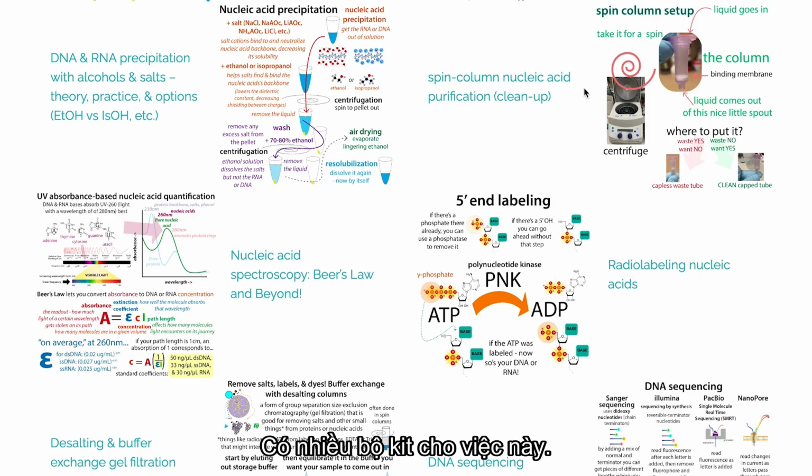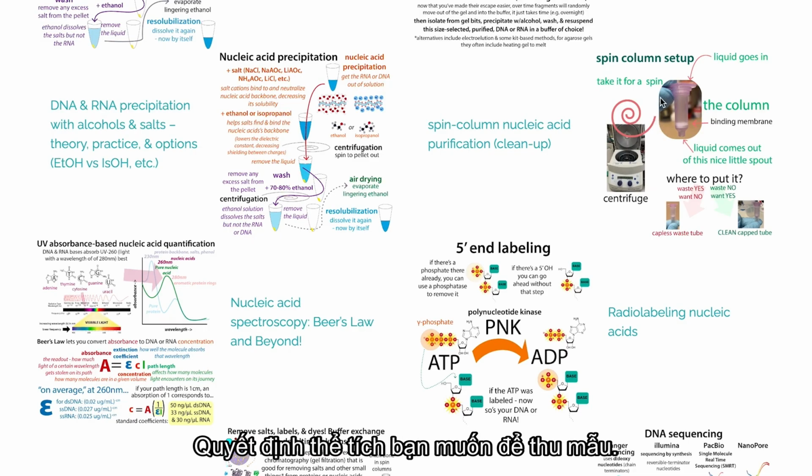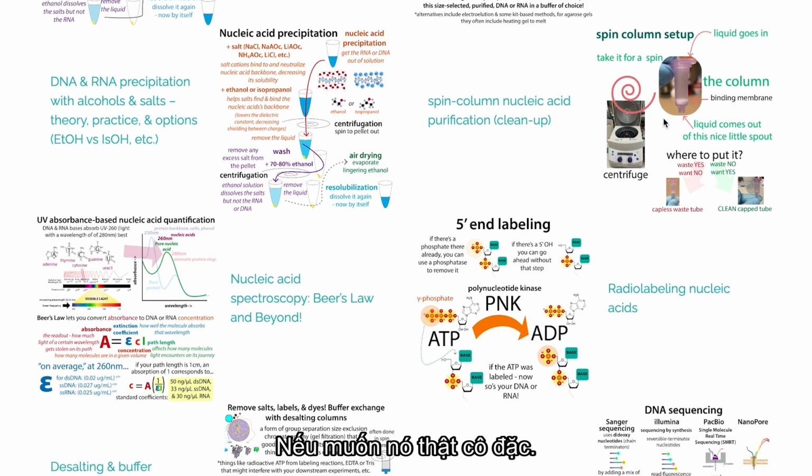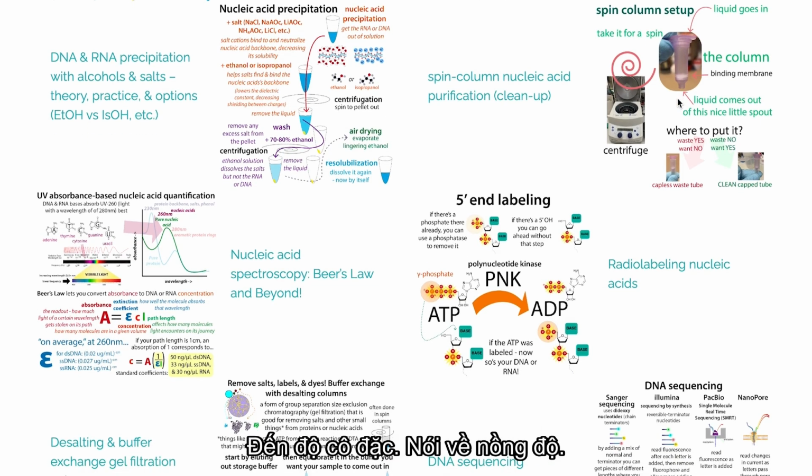And so there are various kits for this, and this can help you get rid of some of that excess salt. It can help you concentrate things because you have everything stuck on the membrane while you wash everything else off. And then you can decide how much volume you want to elute your sample in. Do you want it to be really concentrated? In that case, you can use one of these cleaning concentrator columns, or you can elute it in a very small volume of liquid. You can elute it in a larger volume if you want to make sure you get everything, but you don't care how concentrated it is.